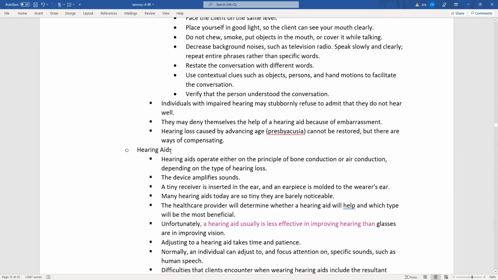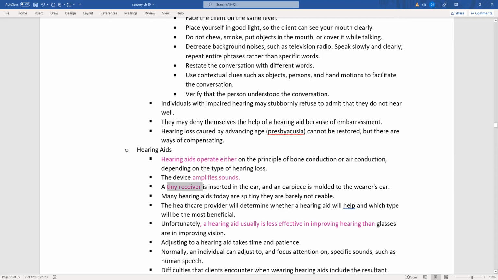So, hearing aids operate either on the principle of bone conduction or air conduction, depending on the type of hearing aid you get. The device amplifies sounds. A tiny receiver is going to be inserted in the ear, and the earpiece is molded to the wearer's ear.